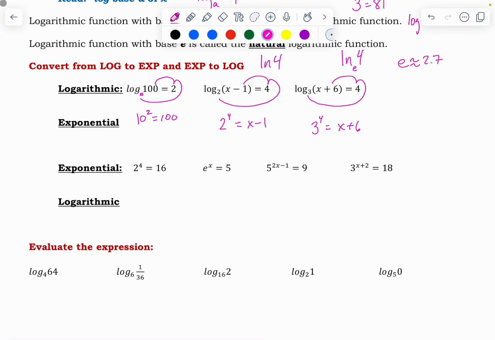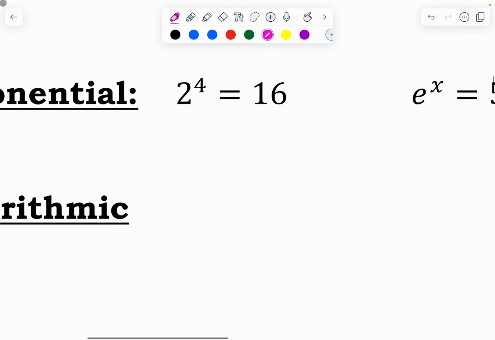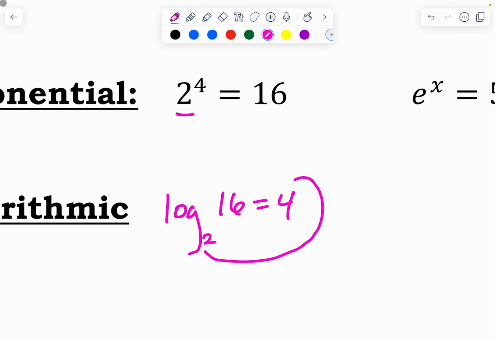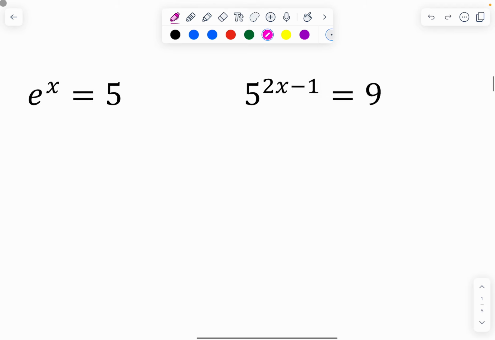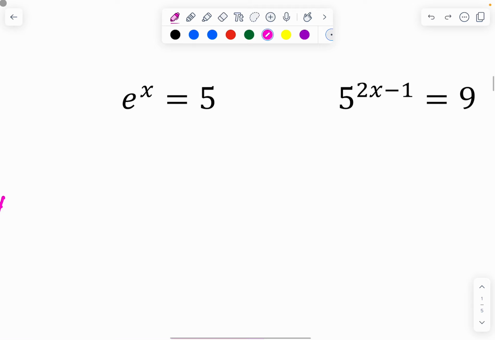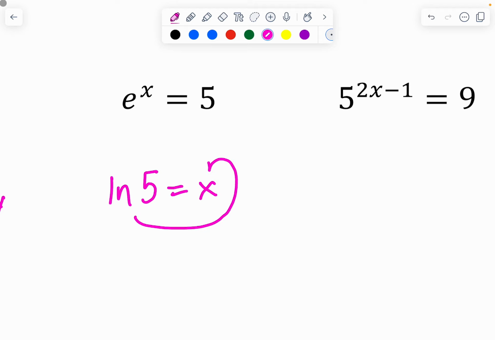Okay, then we'll go from exponential to logarithmic. So this one, our base is 2. So log base 2 of 16 equals 4. And then we can double check: 2 to the 4th equals 16. That's what we had before. Whenever I see the e, I think natural log. So it's got an understood base of e. So natural log of 5 equals x. Let's double check. e to the x equals 5 was what they had given us.